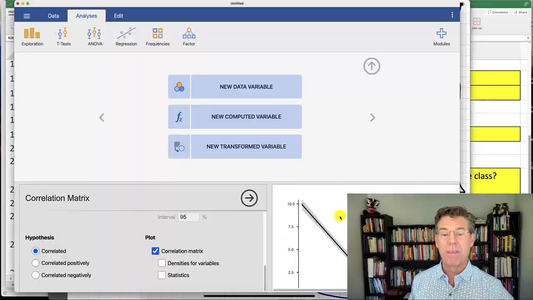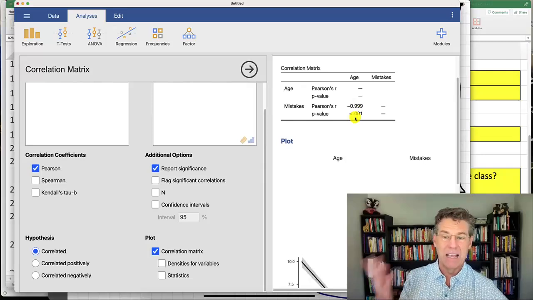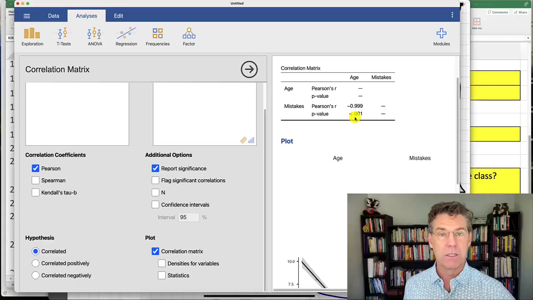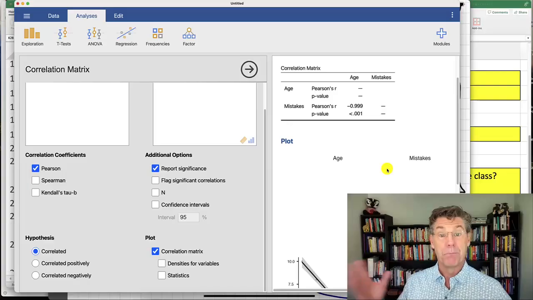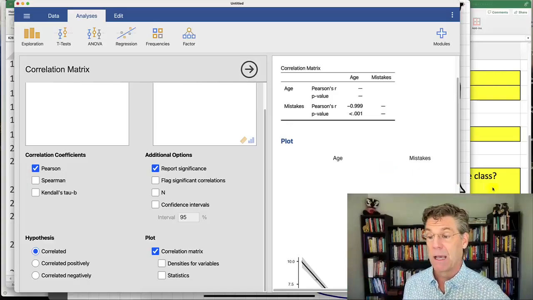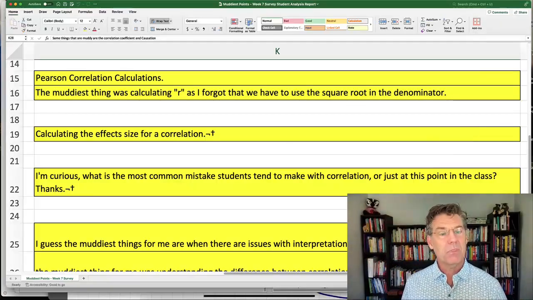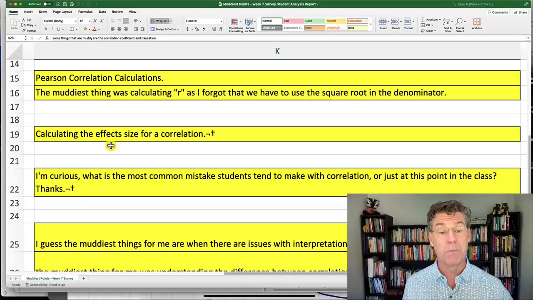One of the things I'll also show you here is that the p-value is less than 0.01, which, again, means it's a very unlikely result to happen by chance. Okay, so that is how we do the calculation for a correlation. Now, the next question is to calculate the effect size for the correlation.